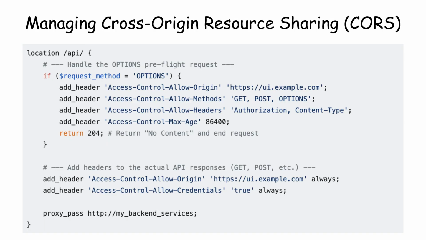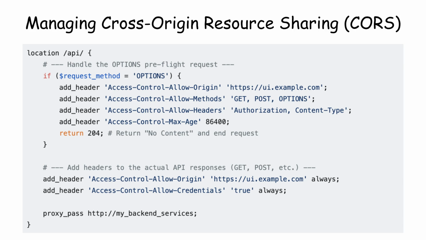Now that our API access is controlled, let's address how browsers talk to it. Cross-origin resource sharing, or CORS, is a browser security mechanism. If your front-end application at ui.example.com tries to make a JavaScript API call to your API at api.example.com, the browser will block it by default. To allow it, the API server must send back specific CORS headers.